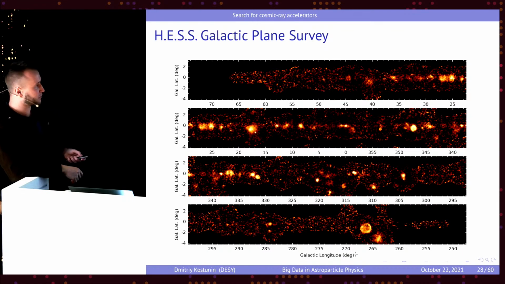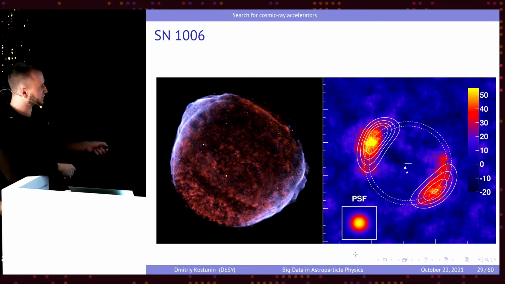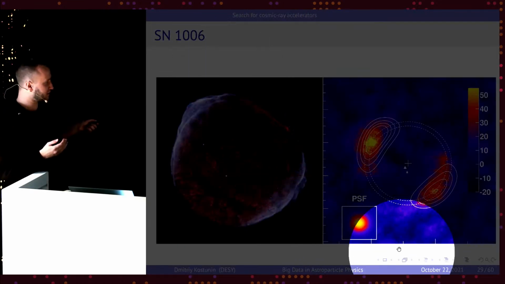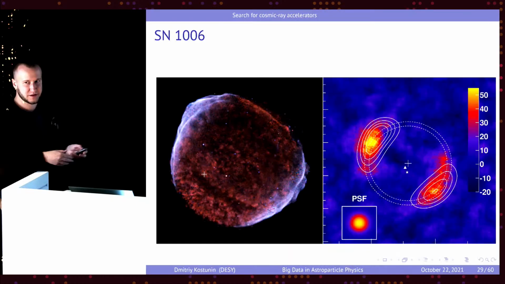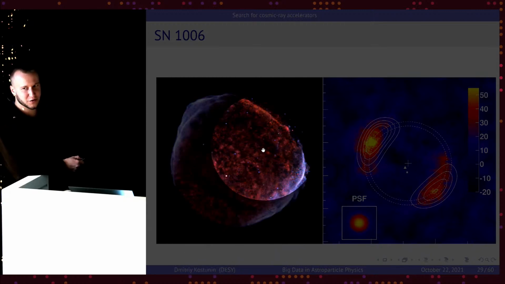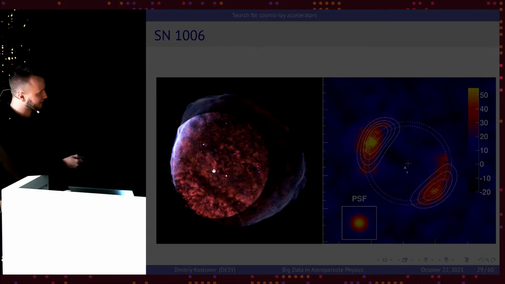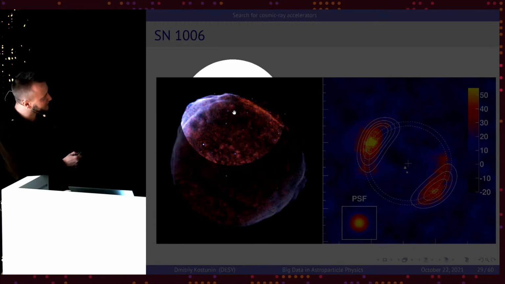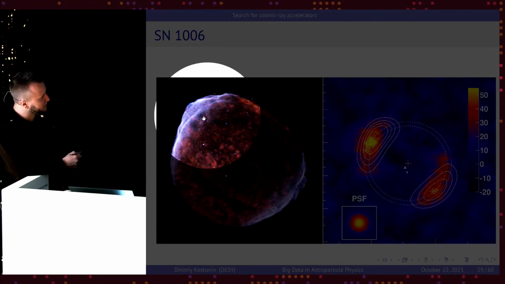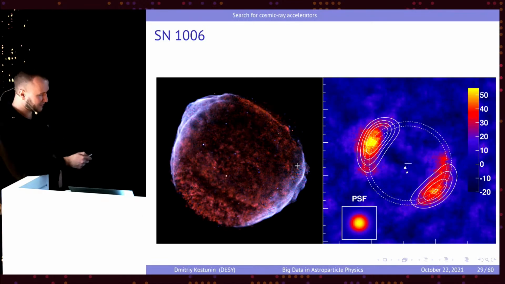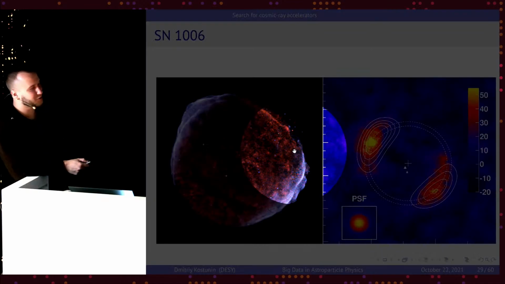So for example, here is supernova 1006. It was an explosion roughly 1,000 years ago. You can see very nice, high-resolution X-rays, and I guess red is some dust, maybe optical. We can see this blue X-ray shell here, and we can also point HESS at the supernova and see how it looks in gamma rays.